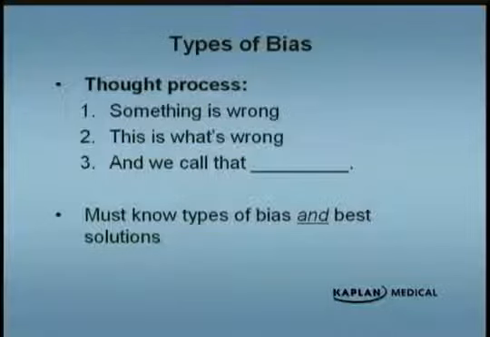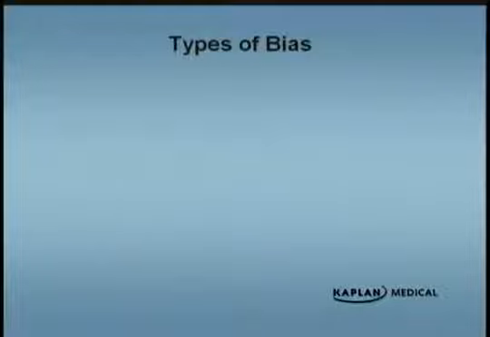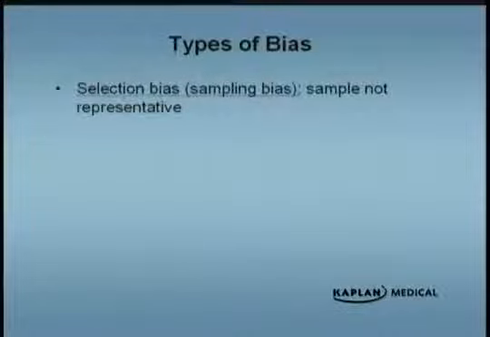I remind you again at this point that it's important that you know the bias types, but also the best solutions. It's not enough to simply know something's wrong. You have to know how to fix it. We have a list of types of bias here. Let me walk down through the list, trying to talk about the different ways these might appear and getting you to practice that thought process I just laid out. The first on our list is called selection bias, or also called sampling bias. These are usually treated as synonyms.